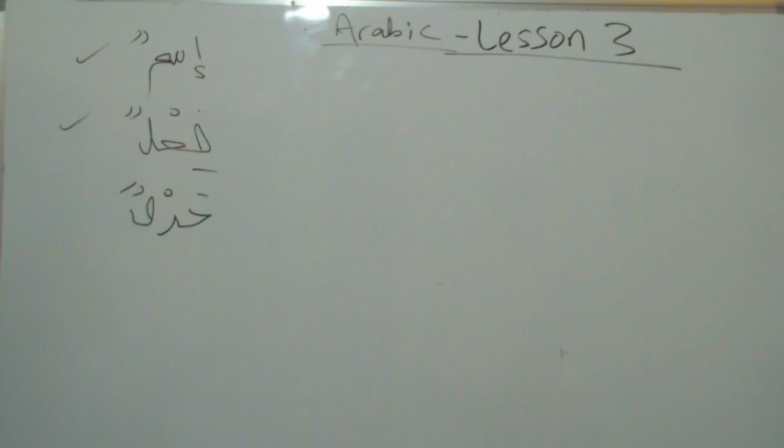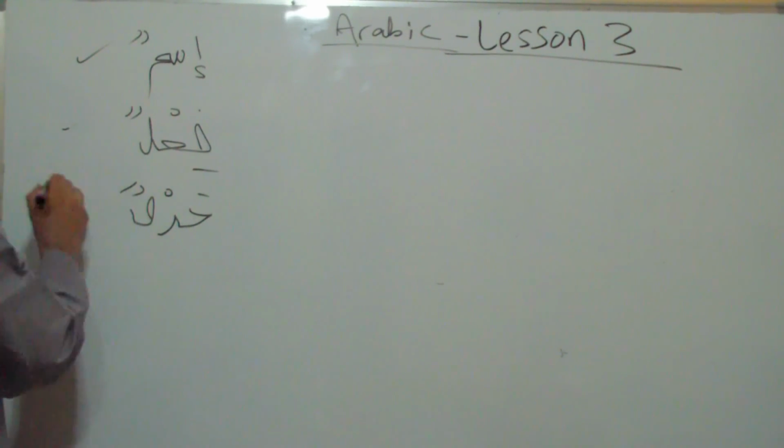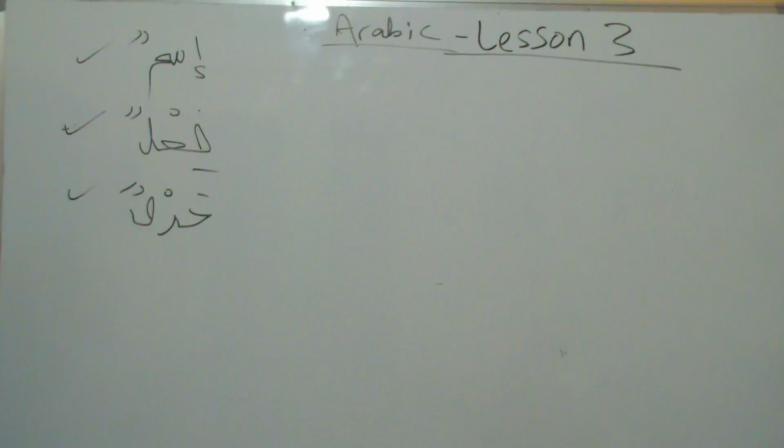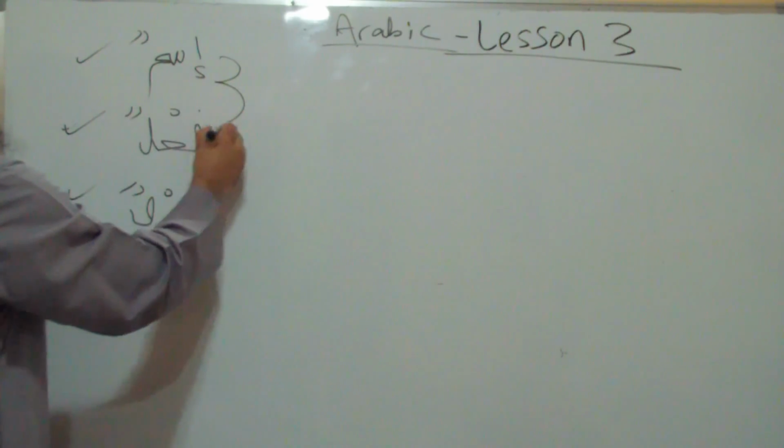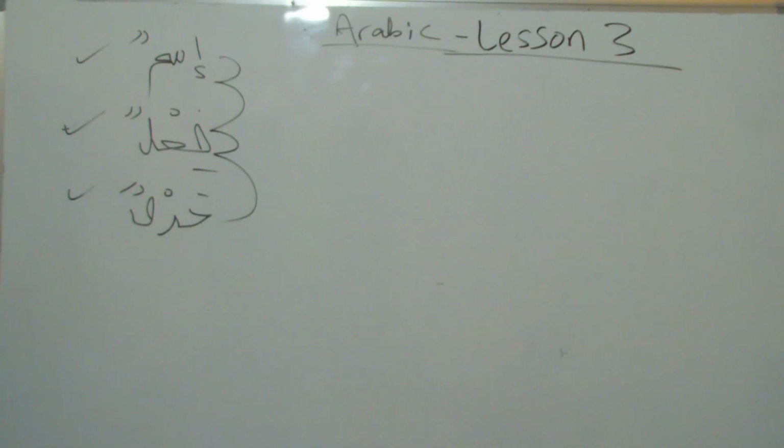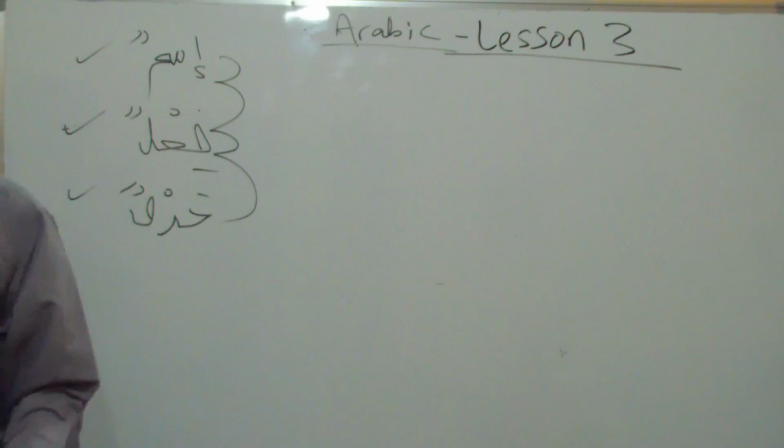In the second lesson, we covered fi'lun, verbs. Okay. Now in the third lesson, so the first lesson was ismun and harfun. Second lesson was fi'lun. And now the third lesson today, what we're going to do is combinations. Okay, how do these types of words in Arabic actually combine together?